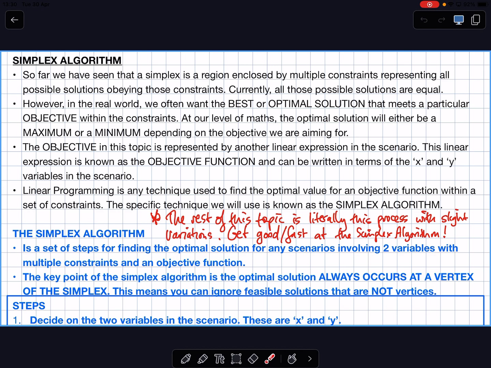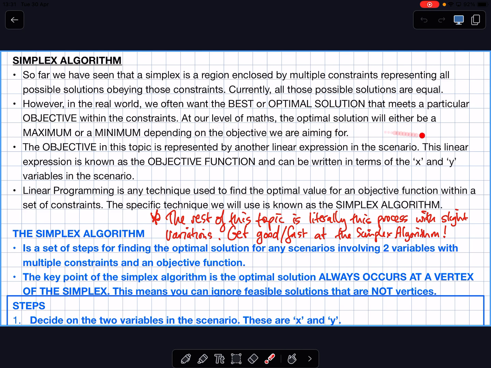Now currently, all the possible solutions are equally as good as each other. However, what we're doing, and the reason why this topic, if you look in your book, it talks about linear optimization. If I'm optimizing something, am I doing the worst possible option or am I doing the best possible option? Best. So in the real world, we often want the best or the optimal solution that meets a particular objective within the constraints. So all you've done so far is setting up constraints. You haven't found the best option yet. That's what we're doing now.